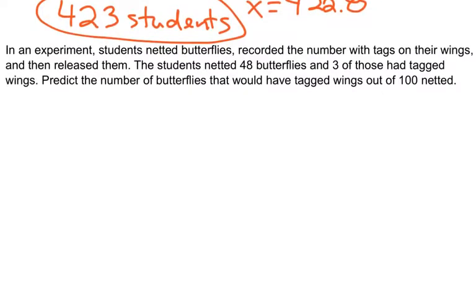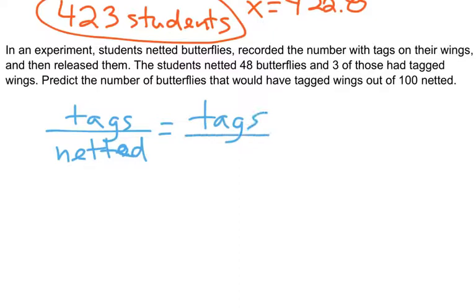In an experiment, students netted butterflies, recorded the number with tags on their wings, and then released them. So some butterflies are being studied, and they have these little tags on their wings. The students netted 48, and 3 of those had tagged wings. So again, if we did this in words, this is total netted on bottom, and on top is how many had tags. And again, we need to make sure that it matches on the same side. Both on top, both on bottom. Tags both on top, netted both on bottom.